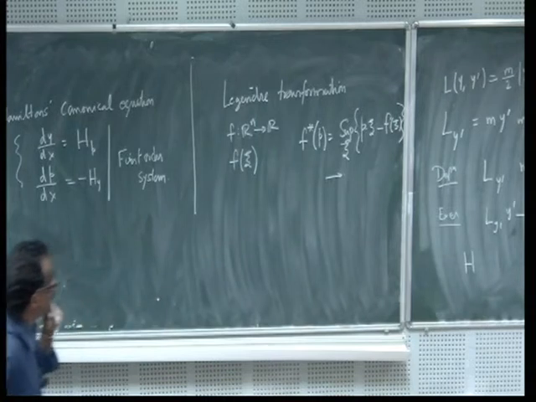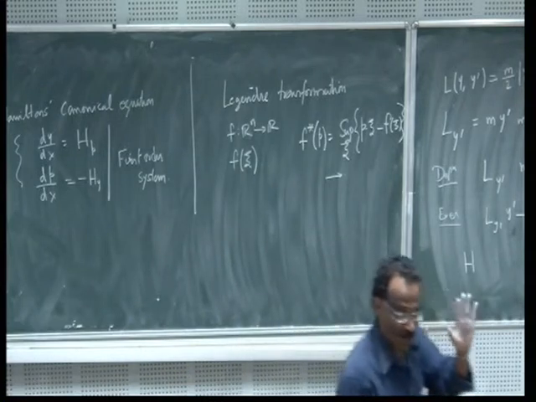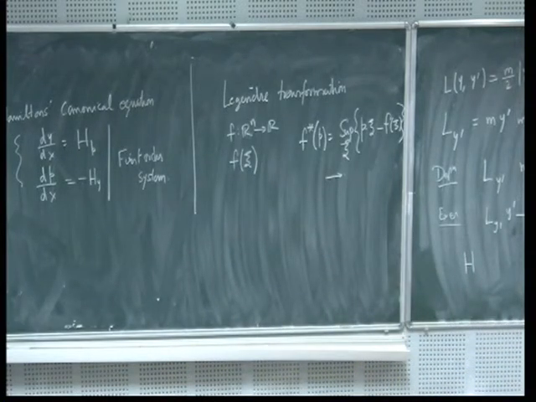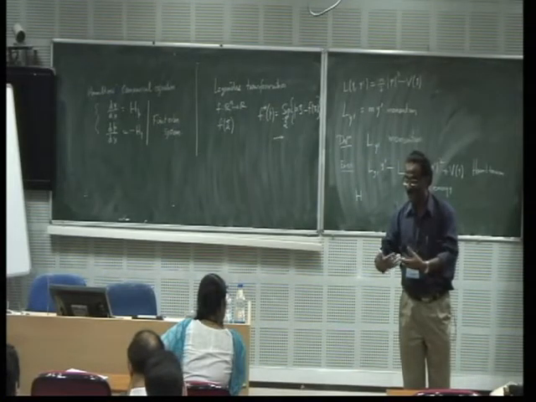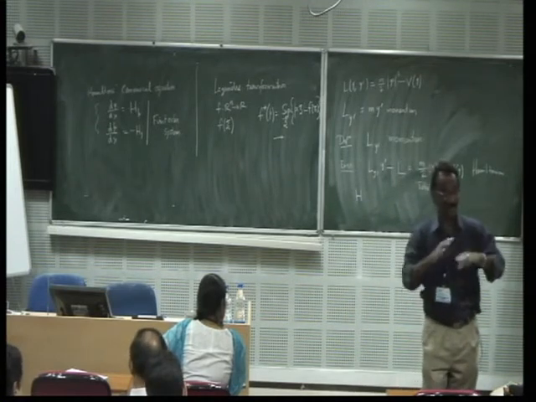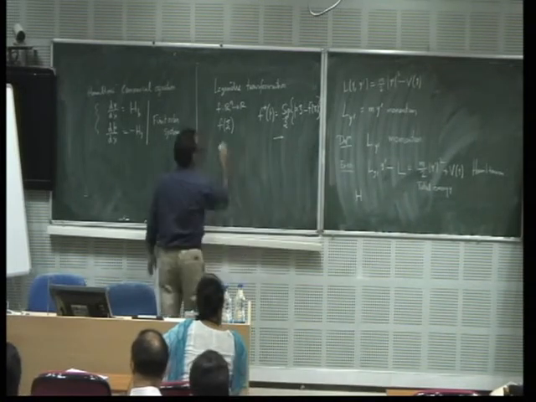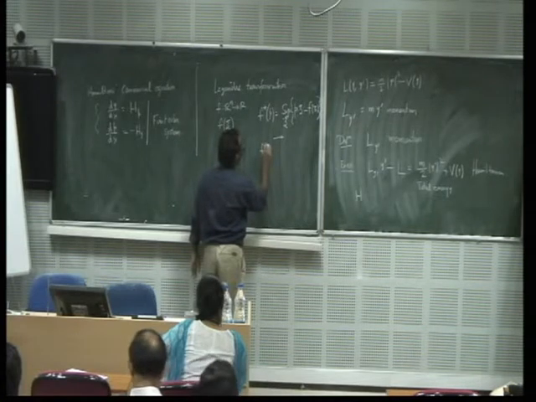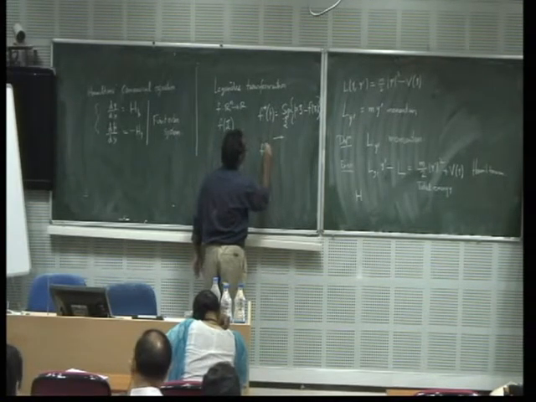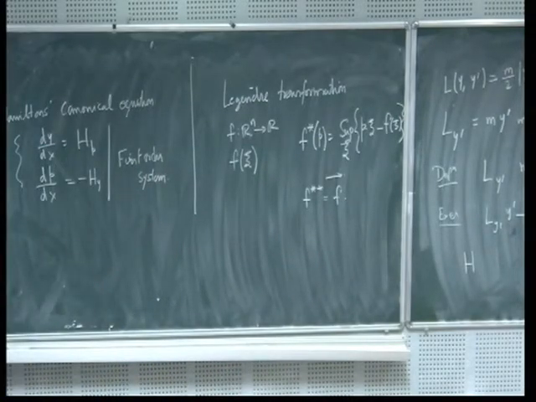This has nice properties. For example, f star will be convex. When you have convexity, you have very nice things about your minimization problem: if f is convex, a local minimum will be a global minimum, you can prove existence and uniqueness, and the first order condition will be a necessary and sufficient condition. It's also involutive: if f is convex, you get back f. So there are very interesting properties.